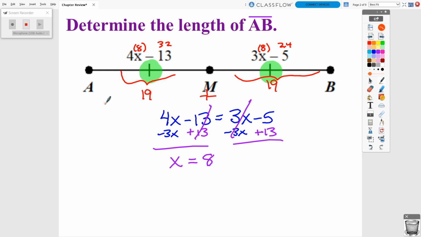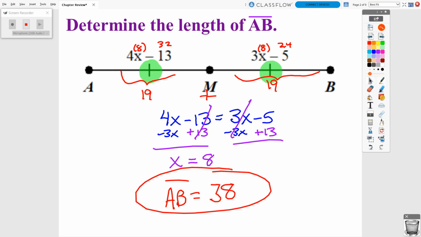Well, it's made up of a 19 and a 19, which means altogether it is worth 38 in length. So we use some congruent markings here. Really, we're saying that point M, I mean, we didn't really use this term, but we could talk about it. Point M is the midpoint of segment AB, because of those congruent markings that were in place. We could say point M bisects segment AB because of those congruent markings that were in place.